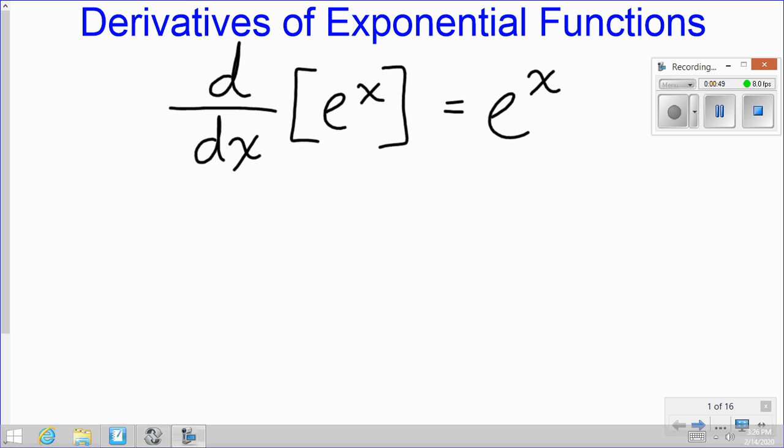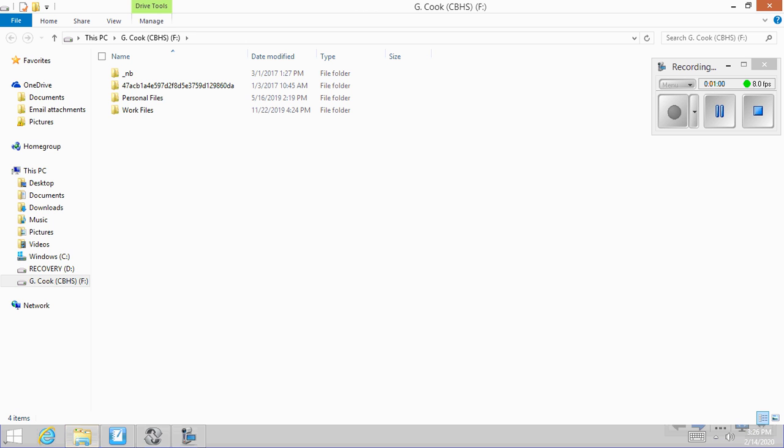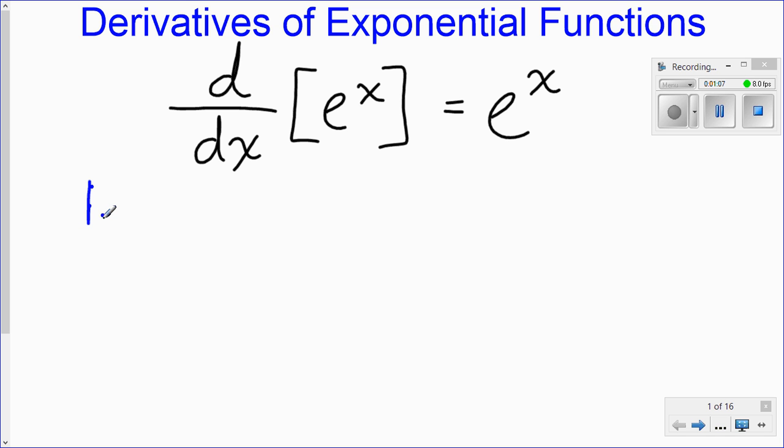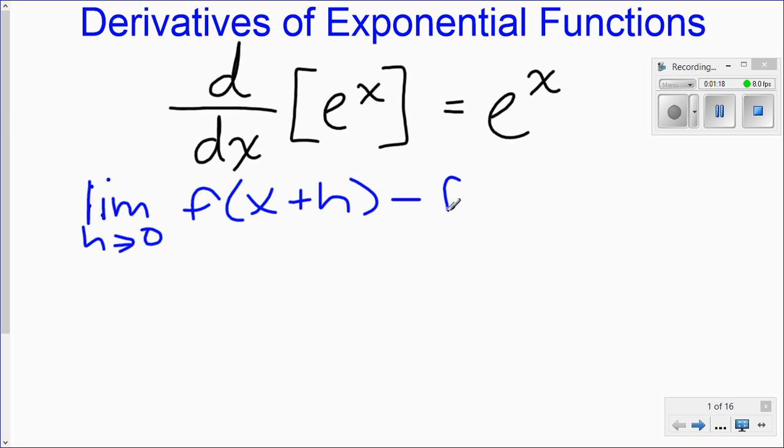So to find the derivative of e to the x, we're actually going to go back to the definition of the derivative as a limit. So remember that we can determine the derivative by finding the limit as h approaches 0 of f of x plus h minus f of x all over h.